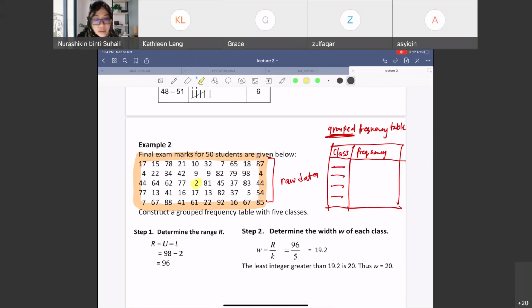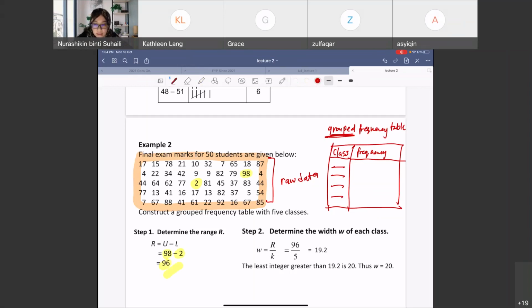Can you see any point? 80, 92, the highest? 98? 98. Okay, let's say 98 lah. So now when we construct the class, we should see our range of data. And then let's say here 98 and 2. So the range is 96. That's the first thing that we have to take note.